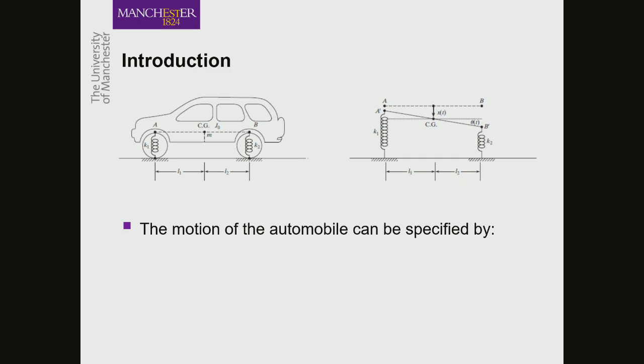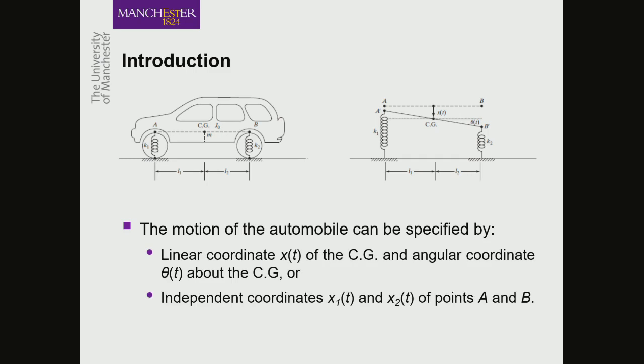For example, you have a car and you can simplify the car with this straight bar, and you can think that whole mass of the car, M, can be concentrated on the center of gravity. And the motion can be clearly defined by using the displacement of the center of gravity and its rotation, theta, for example. Alternatively, you can also define the motion of point A and B by independent coordinates x1 and x2.